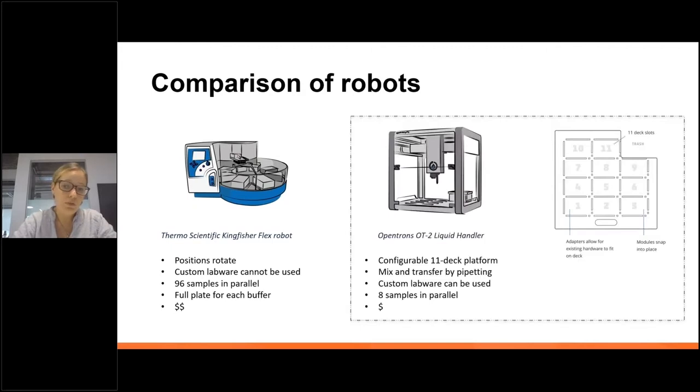But what we want to move into is the Opentrons, because it's much more versatile. You can configure this any way you want. It's basically just a mix. You can mix and transfer using pipettes, and then you can do whatever you want. So we can integrate custom labware, which we will take advantage of.